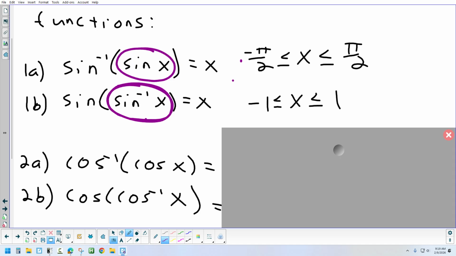Okay, so 2a has the inverse on the outside. What do you think the condition is to get back what you started with in formula 2a? The original value has to be between 0 and pi. 0 and pi.